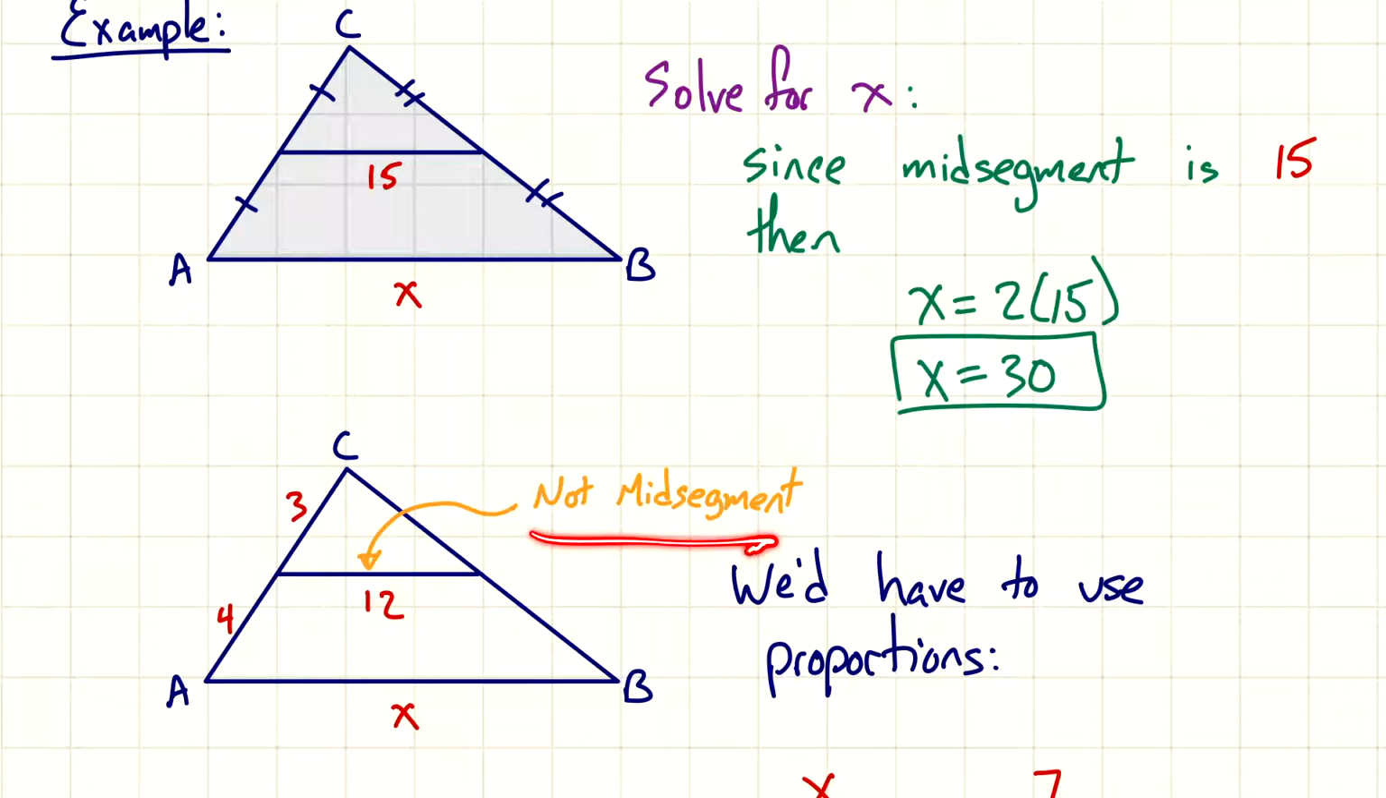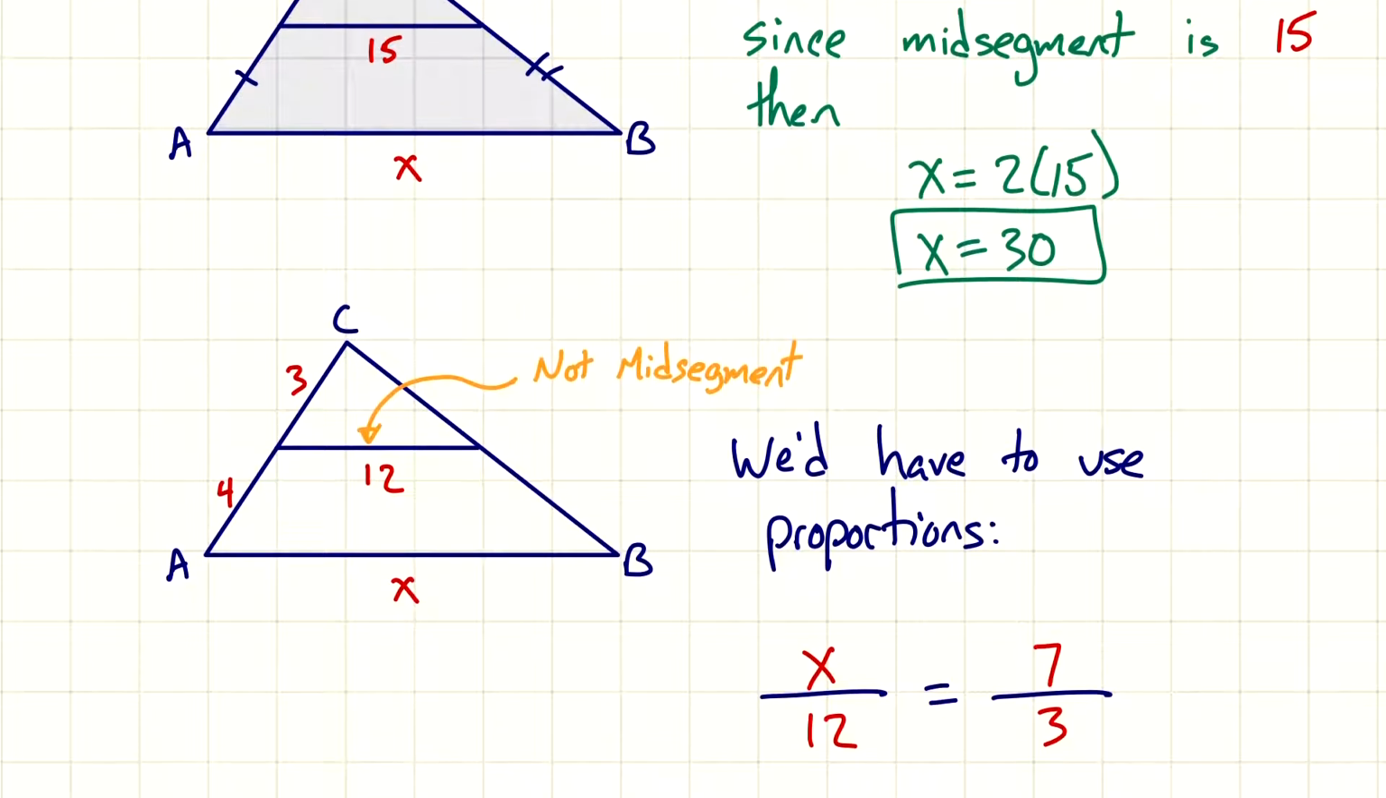And why does that matter? And how do I know it's not a midsegment? Well, I see this is 3 and this is 4. These are not even equal, right? So in the above example, these two segments were equal to each other. These are not. So this point is not in the middle. It's on the line, somewhere in between A and C, but it's not in the middle. So that's how I know this is in no way a midsegment. So we'd have to use proportions to solve this.